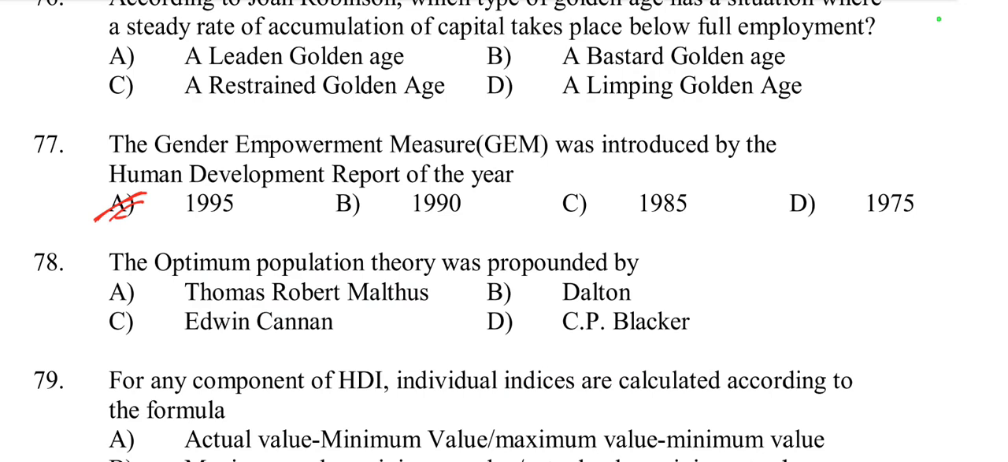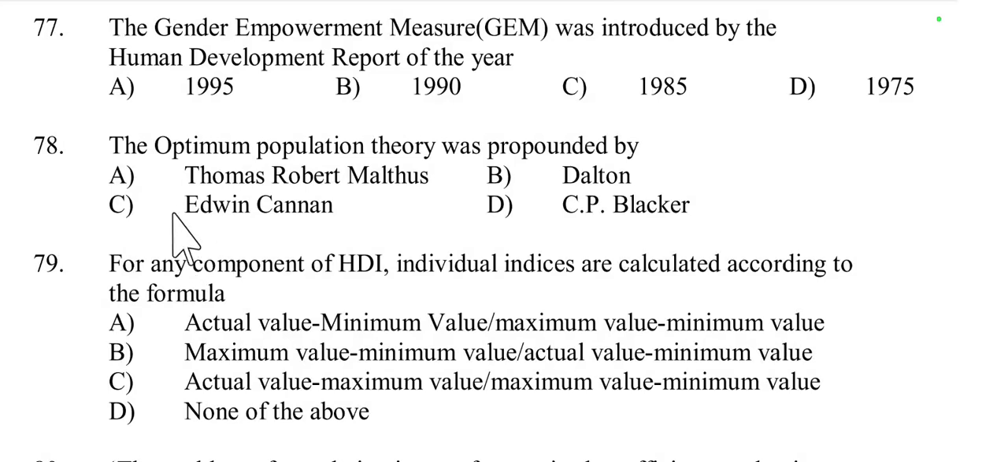economic empowerment. Then question number 78, the optimum population theory was propounded by Thomas Robert Malthus, Dalton, Edwin Cannan, or C.P. Blacker. Optimum population theory was given by Edwin Cannan. Option C is the right answer. Edwin Cannan developed the optimum population theory which balances population size with maximum per capita income.